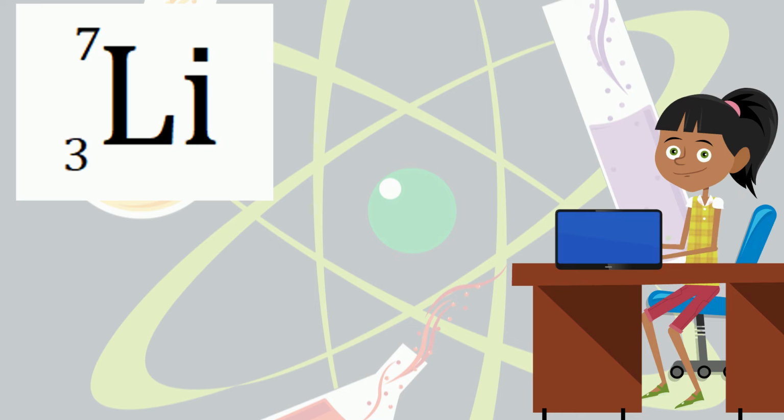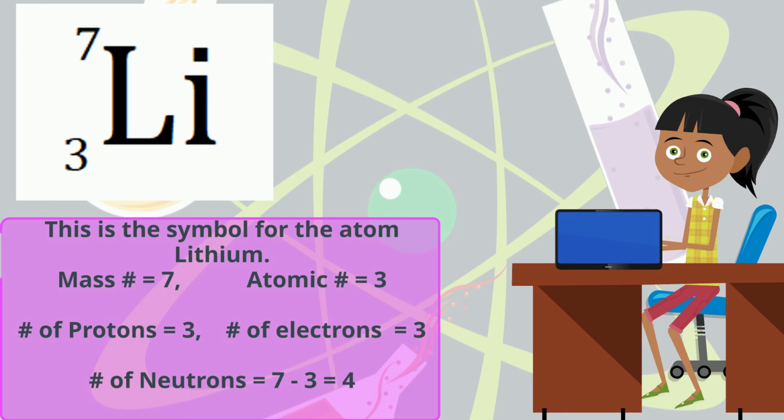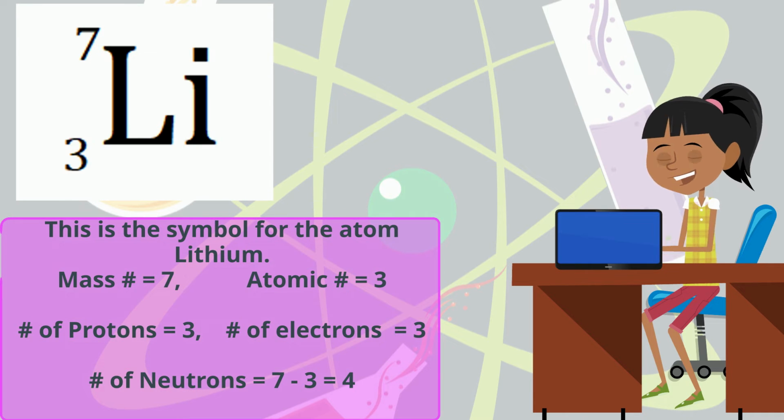Let us look at the nuclear notation for the element Li, which is lithium. The mass number for lithium is 7, the atomic number is 3. This means that the proton number for lithium would be 3 and the electron number would also be 3. The number of neutrons in lithium can be calculated by subtracting 3, which is the atomic number and also the proton number, from 7, which is the mass number. This would result in 4.